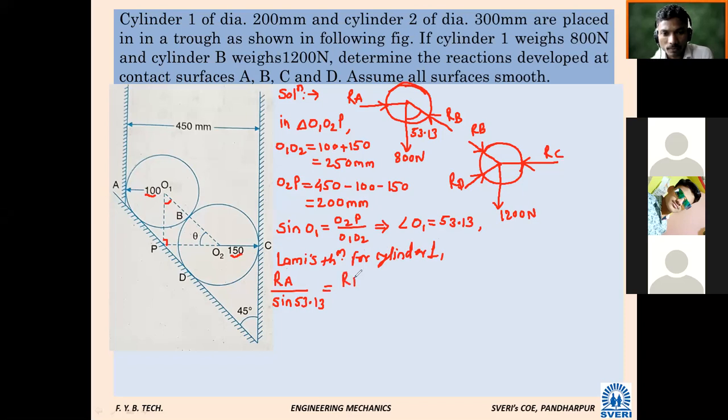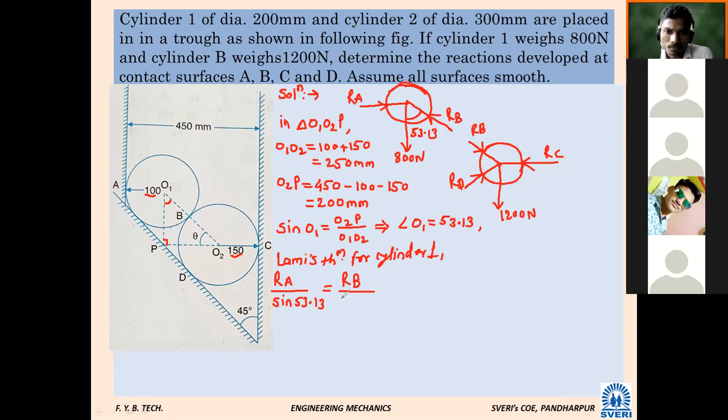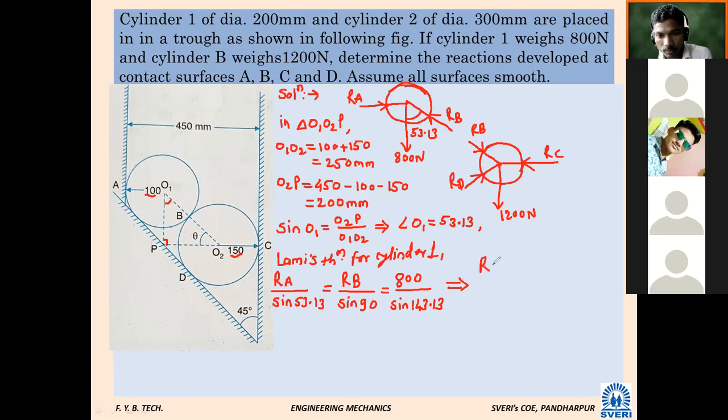RB divided by, tell me the angle. Sine 90, the angle between the remaining two. Sine 90 equal to this 800 divided by sine 143.13. Okay, so from this, is it possible to calculate RA and RB? Yes. Calculate very carefully RA and RB.